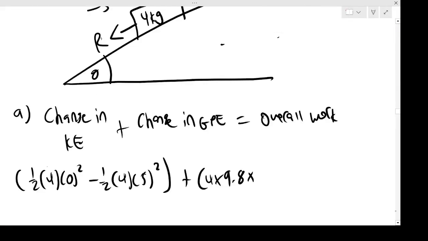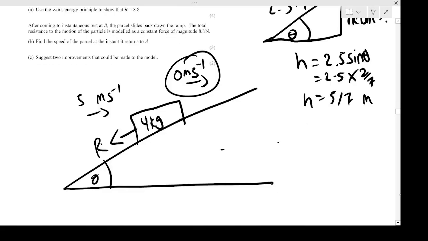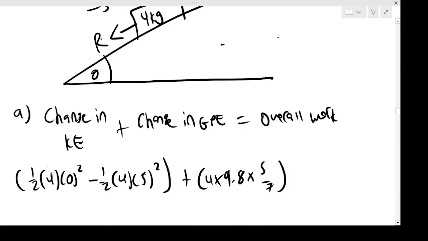Okay, so times by 5/7, and it's positive because we're going up the slope, so we gain in height, so that's great. And so that's going to equal overall work. Now that's going to be, again, work forwards, take away work backwards.